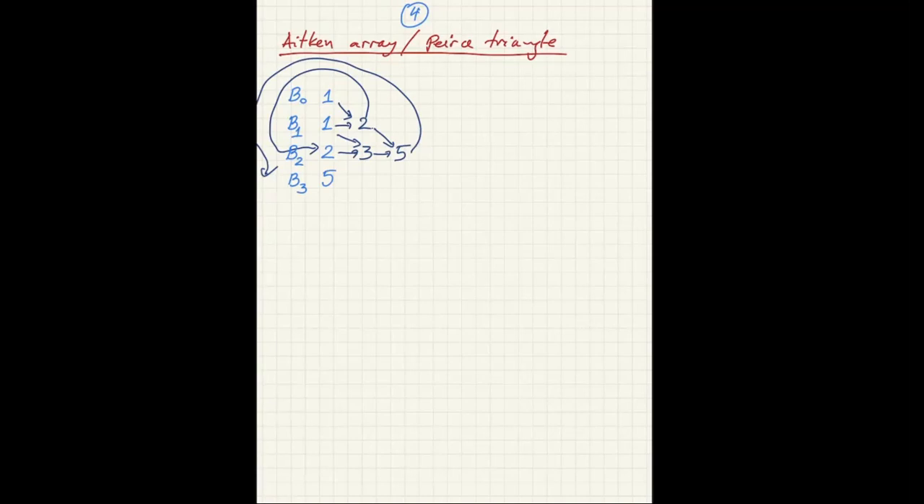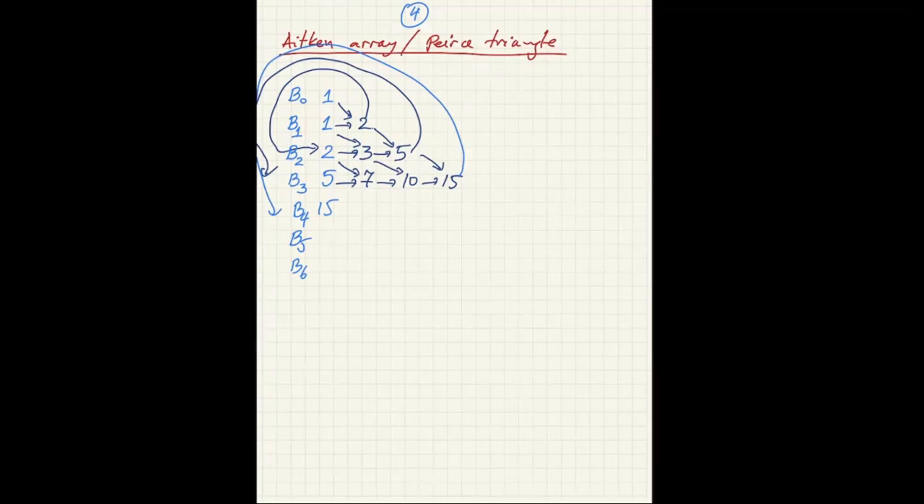So let's try it one more time. So we have a 2 and a 5. So that gives us a 7. 3 and a 7. That gives us a 10. And 10 and a 5 gives us 15. And it turns out that this 15 is actually B4. And I'll leave it to you to calculate other numbers in the sequence, B5, B6, and so on by the same procedure.